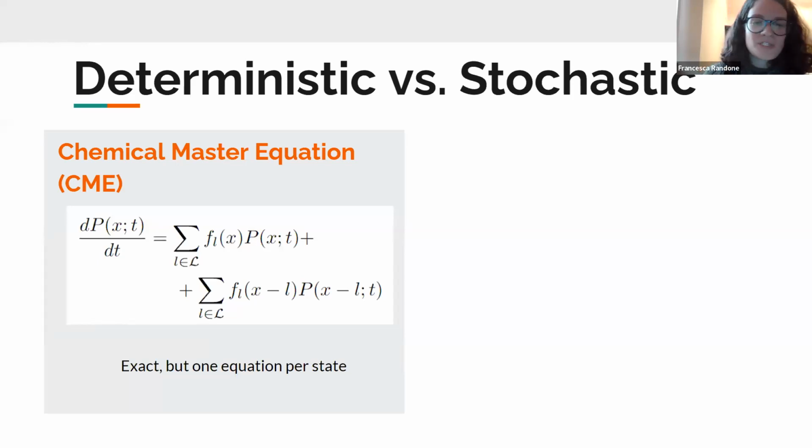As we all know, to describe exactly the dynamics of such a system, we would need to derive the chemical master equation. This is a set of ODEs in which we have an ODE for each state of the system. And this makes this equation generally quite difficult and expensive to solve, because the state space is really large, usually subject to exponential growth. So in general, the chemical master equation is quite difficult to deal with.